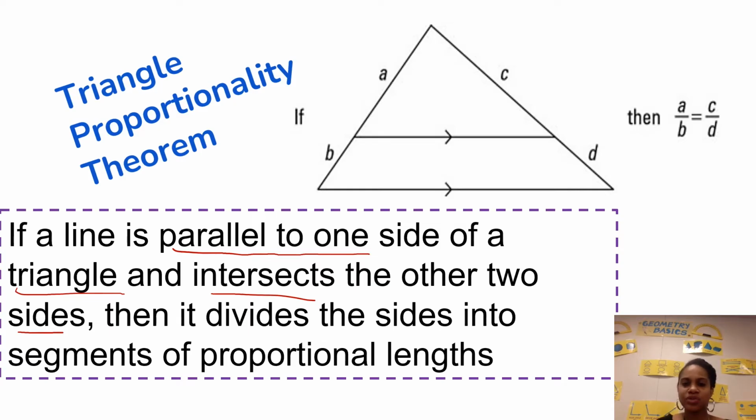So as we can see in this triangle up here, we have these parallel lines right here. And that means that it creates these proportional sides. So A over B is equal to C over D.